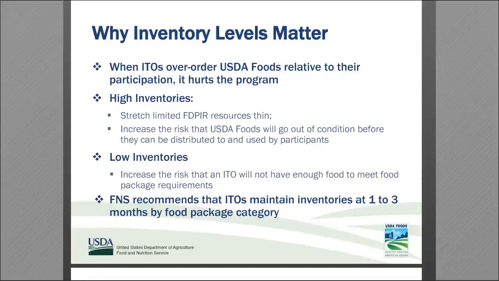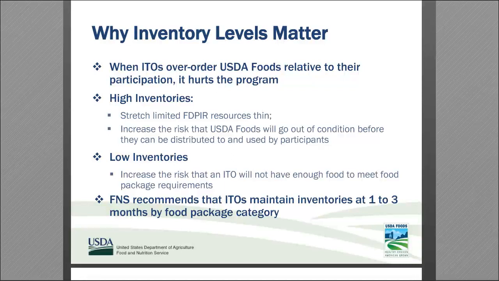So, why do we care about inventory levels? Inventory levels that are either too high or too low can hurt the program. High inventories increase the risk that USDA foods will go out of condition before they can be distributed. Food losses also cost the program money. On the flip side, low inventories hurt the program as well. They increase the risk that an ITO will not have enough food to meet food package requirements.